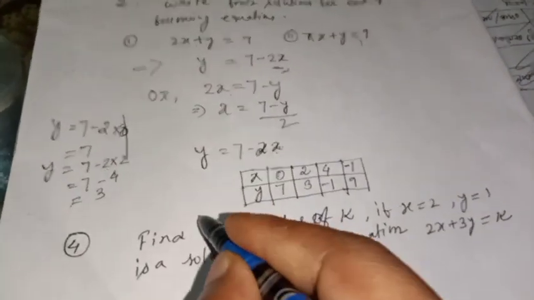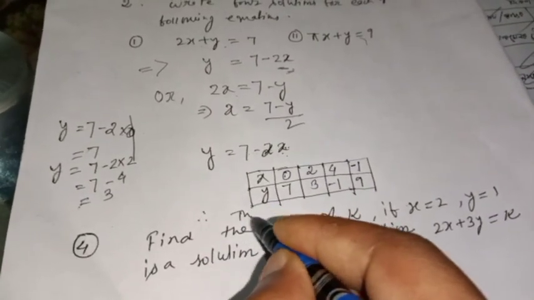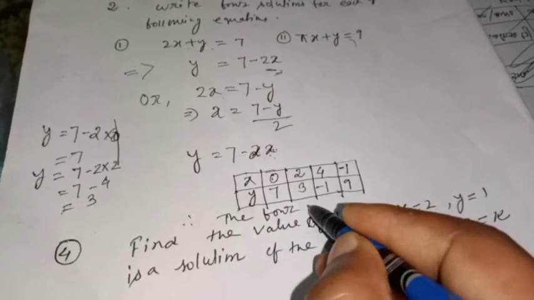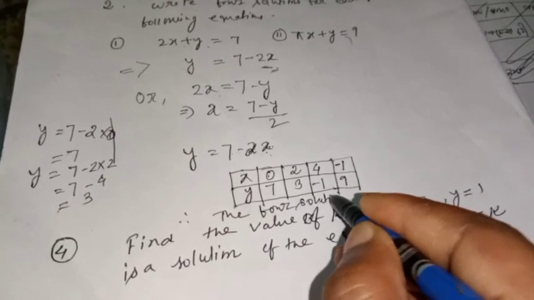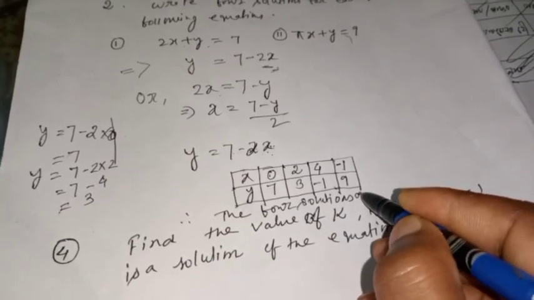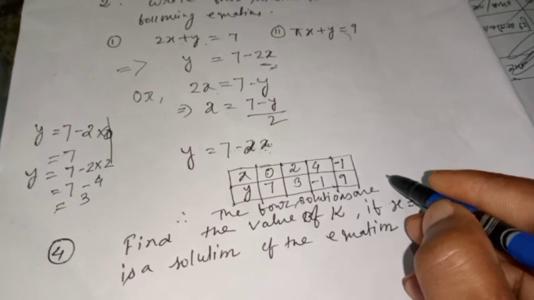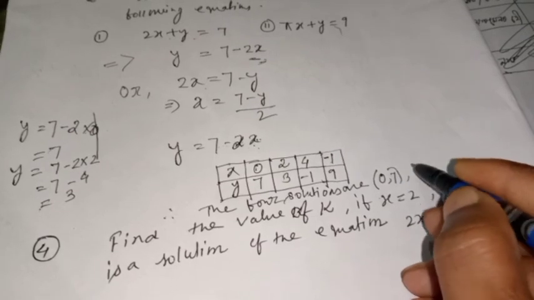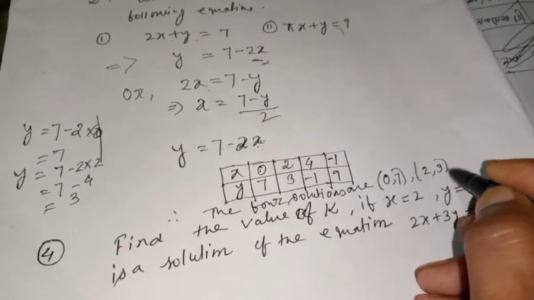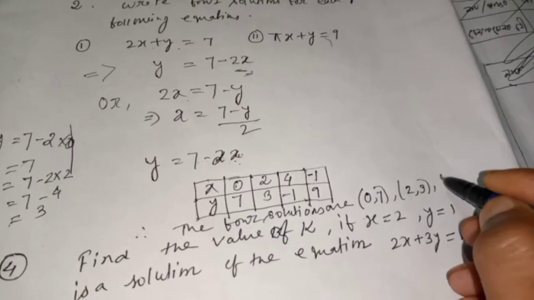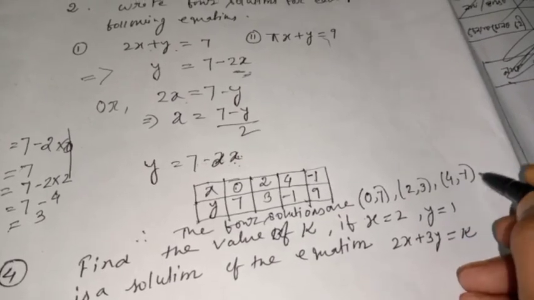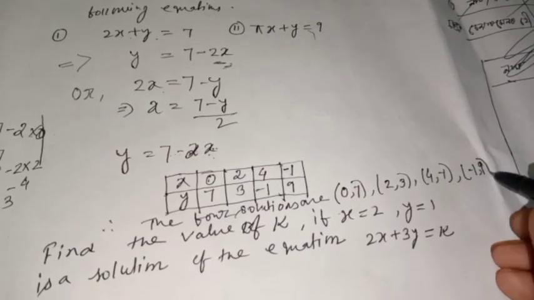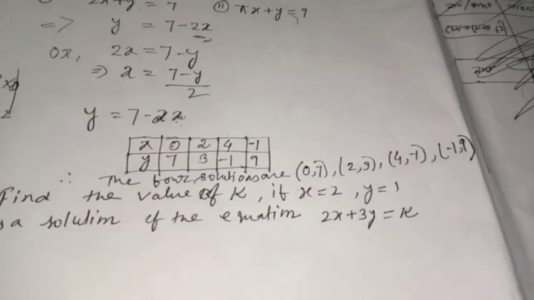Therefore, these are the solutions. The 4 solutions are, you have to write like that. Already I have told you how to write: 0, 7, like this, then 2, 3, then 4, minus 1, and one more, minus 1, 9, in this way. Clear? This is the answer.